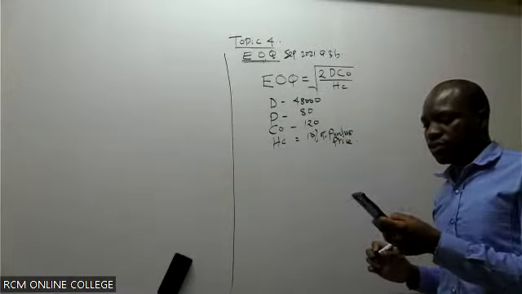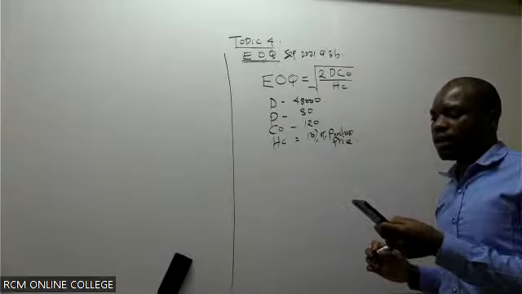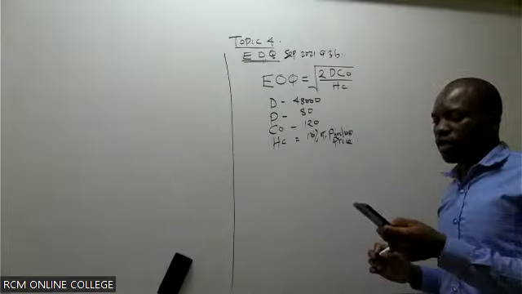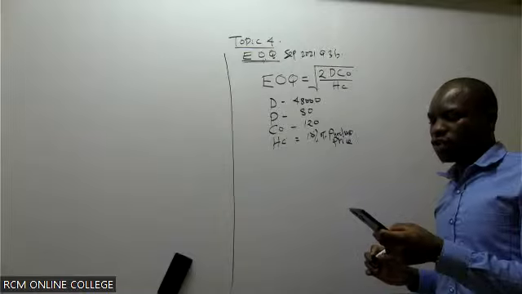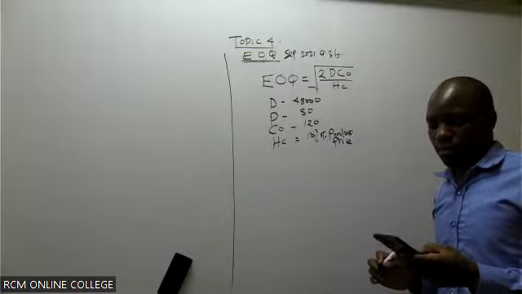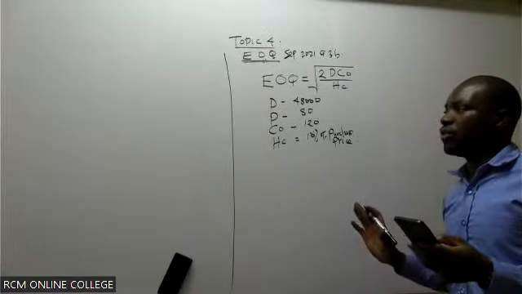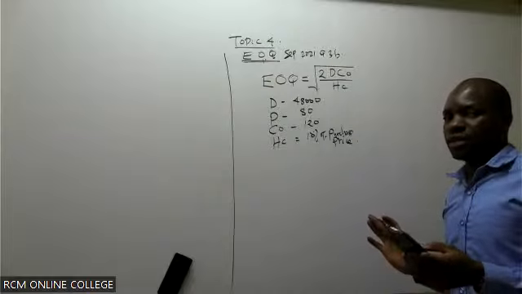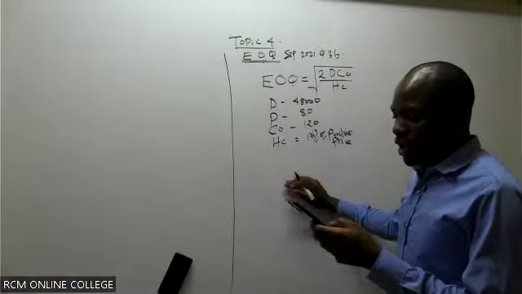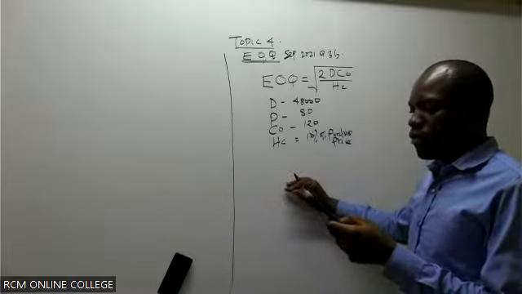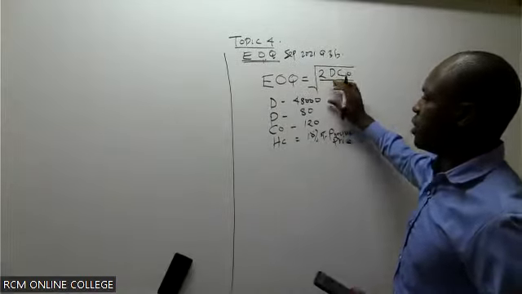So what do they want us to do? The supplier of raw material Y has offered a discount of 1% of the purchase price if each order placed is for 2,000 units. So what do we need to do? The first thing they want us to do, they require the economic order quantity of raw material Y.